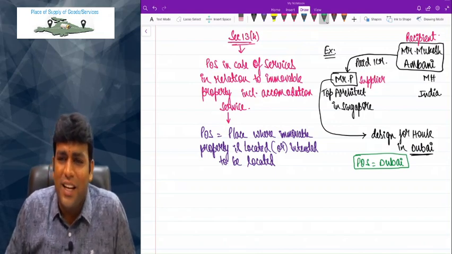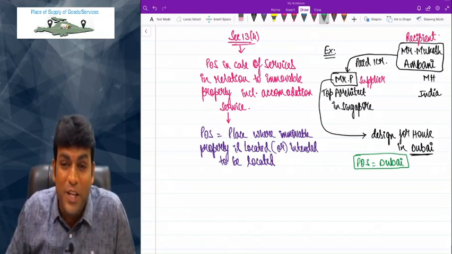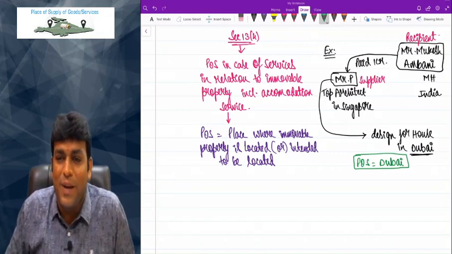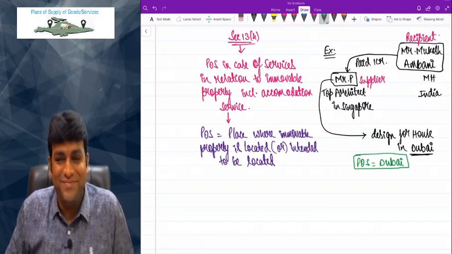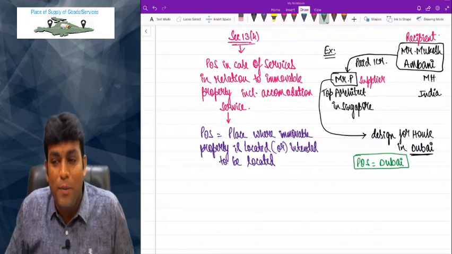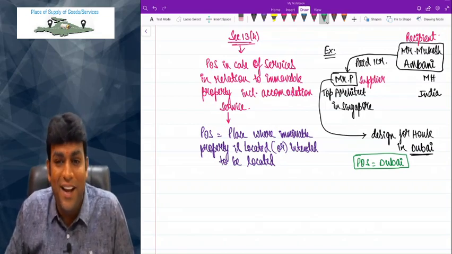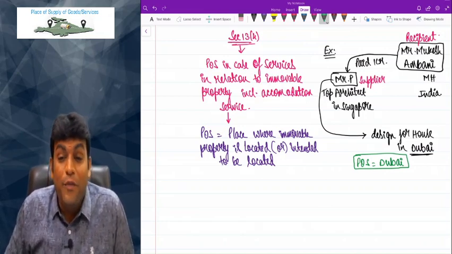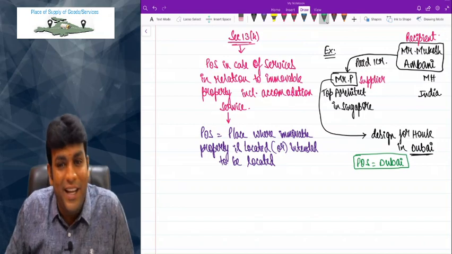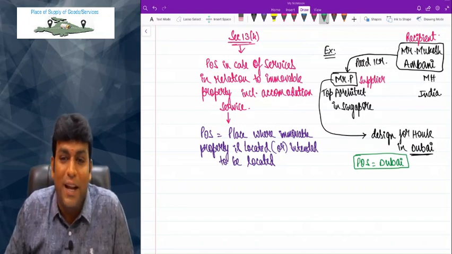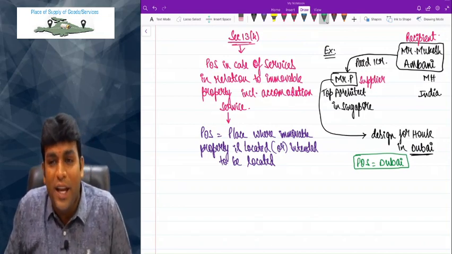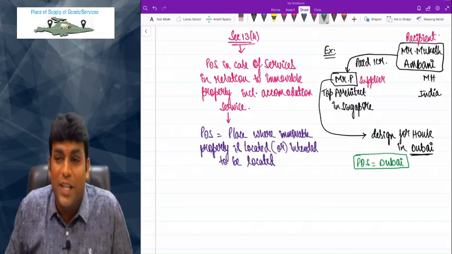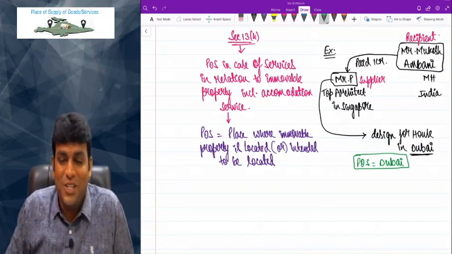In case of service in relation to immovable property, including accommodation service, place of supply is the place where immovable property is located or intended to be located. And it doesn't matter whether the immovable property is in India or outside India. Why I am telling like that? Because in 12.3 we had a special point which says if immovable property is located outside India, place of supply is location of recipient. That special point is not there in 13.4. That's there only in 12.3. That's it.